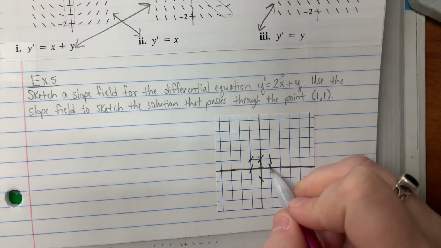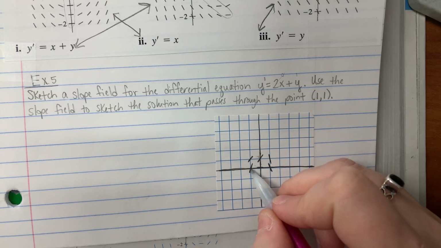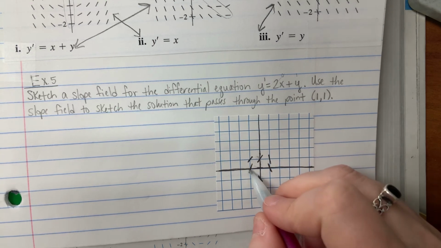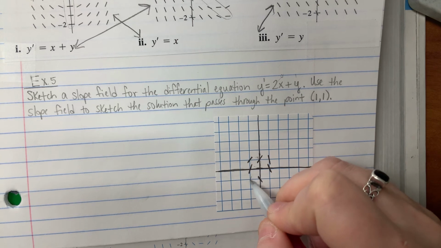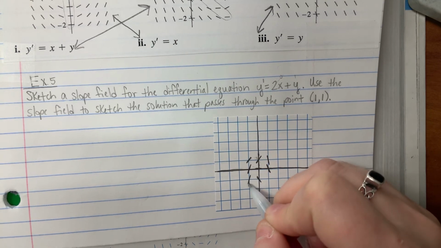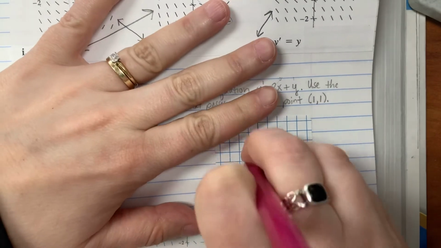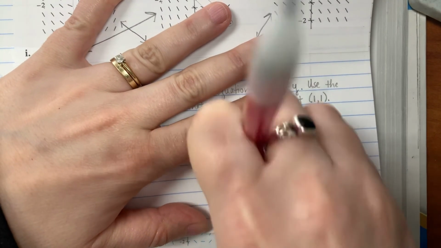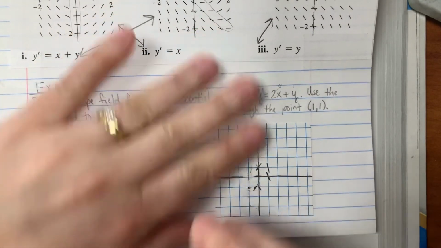Okay, let's see. 1, 0 was a 2. -1, 0 was a -2. I got it. What if I did -1, -1? That slope was 3, so it's a little steeper. Guys, I did all this backwards. Oh my goodness. Let me just start over. What am I doing? Okay, sorry about that, guys. I'm just going to start over here because I messed those up.